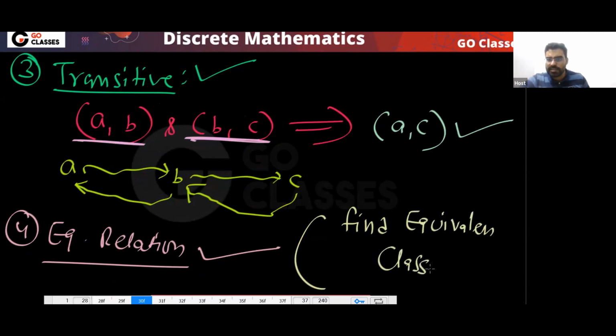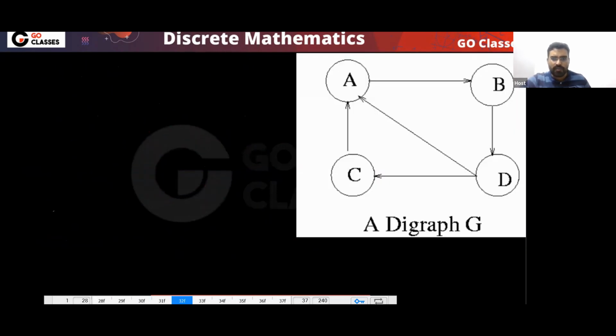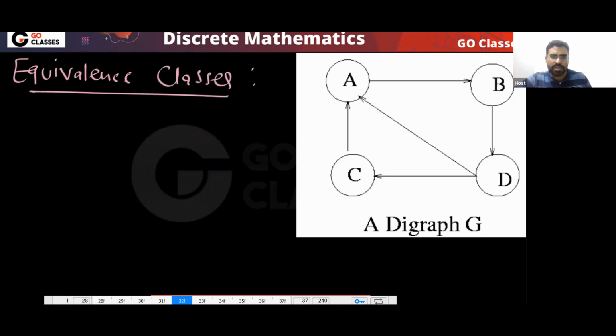Let's find equivalence classes. In this graph, what do you think the equivalence classes are? Let's find them.